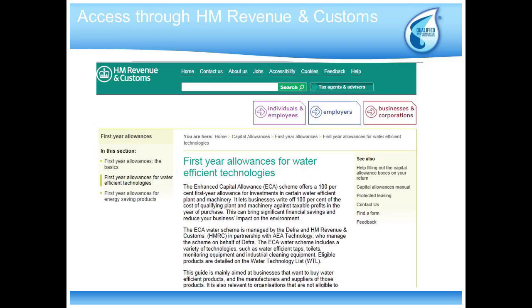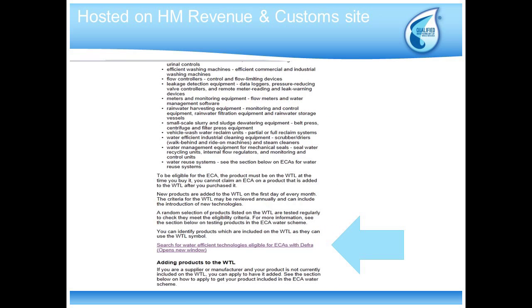So the water technology list is accessed through the HM Revenue and Customs website. Or alternatively, you can search for it in Google with Water Technology List, and it'll come out as the top link. Alternatively, the eca-water.gov.uk address will also take you to the correct part of the HM Revenue and Customs website. In order to actually find products on the list, if you scroll down the HMRC webpage and click the link Search for Water Efficient Technologies Eligible for ECAs with DEFRA, this will take you directly to the product search page.